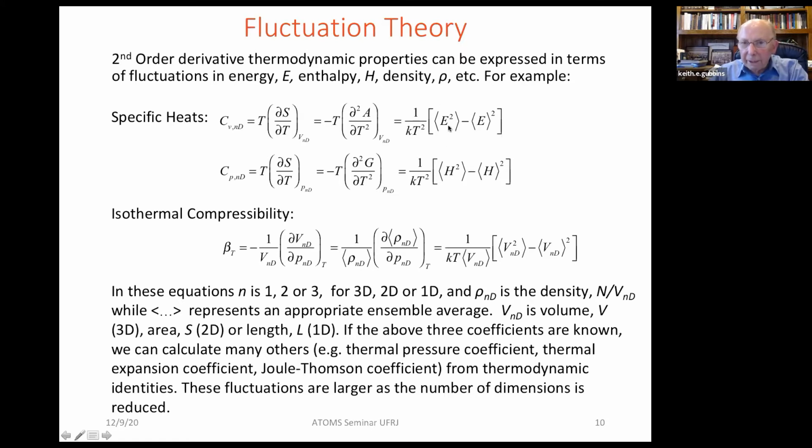If you're doing a simulation, this would be the ensemble average of the energy squared. And this is the ensemble average of the energy to the power 1. So this is the fluctuation, the mean squared deviation, if you like, of the energy. And if I do it at constant pressure, then I get this equation here. So this is now the instantaneous enthalpy, which you're averaging over a constant pressure ensemble. Here you're averaging over a constant volume ensemble, the canonical ensemble.